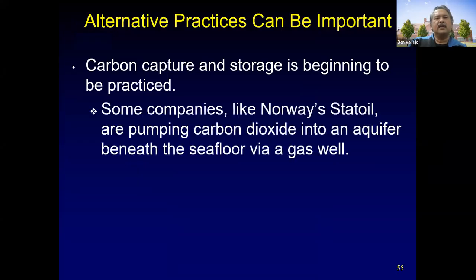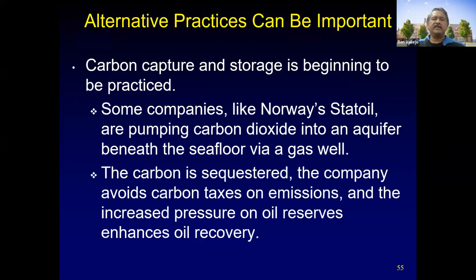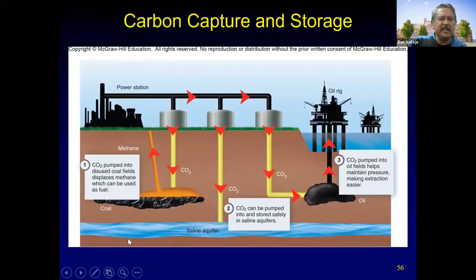So this slide talks about carbon capture and storage and the unique ways to do it. I think you can see it better on the diagram. And you can see that here you have carbon dioxide that's pumped into a disused coal field, displaces methane, and then the methane gets pushed up, so it's easier. Same with oil. If you pump the carbon dioxide into the oil fields here, it gets pushed up, and it's easier to take that out.